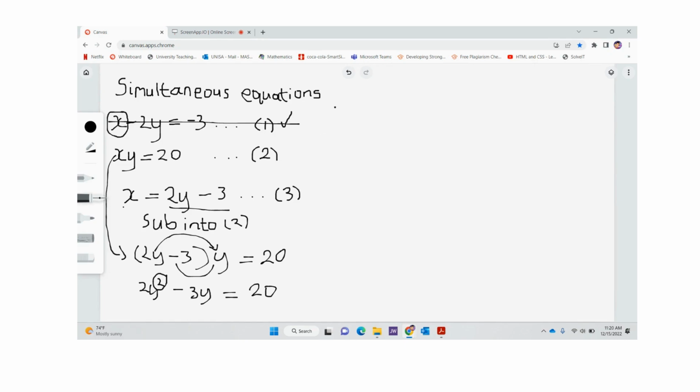So what we're going to do is just put everything on the left hand side so that we make it into a standard form. So this would be 2y squared minus 3y. Then we're going to bring the 20 into the left hand side and it will be minus 20, because on the right hand side it was positive 20, equals 0. So it's in a standard form.